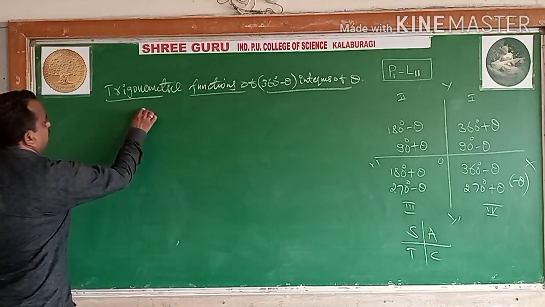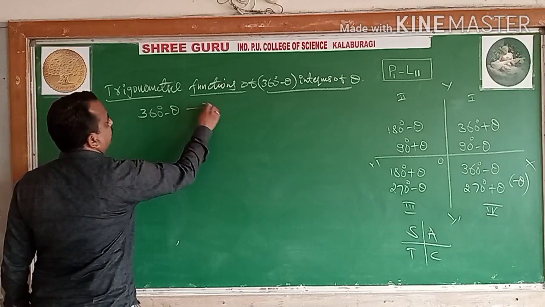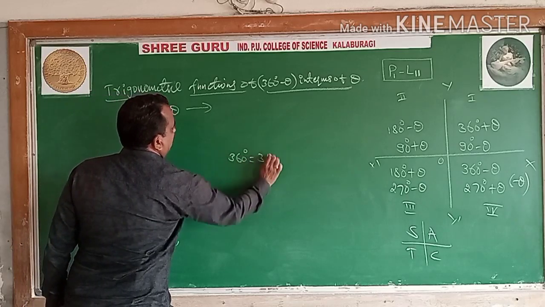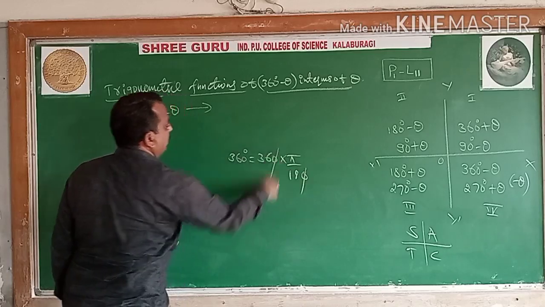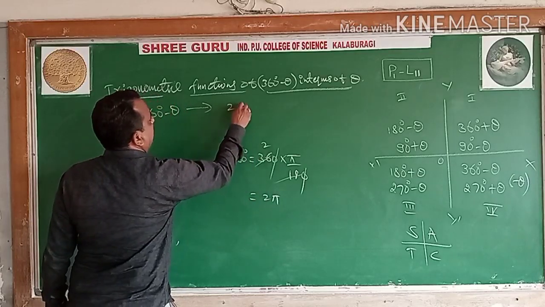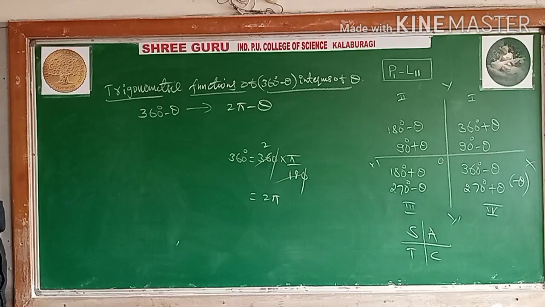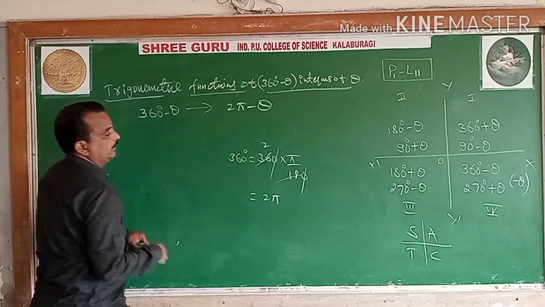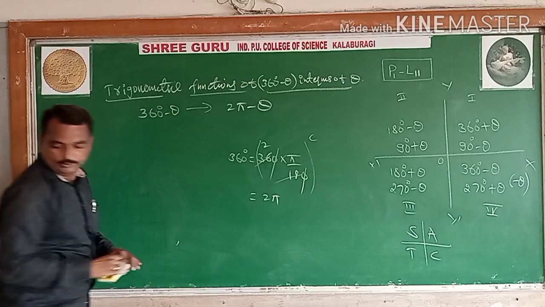So 360 minus theta, see the student, in terms of radian. Let us convert 360 degree. You know, degree to radian, multiply by pi by 180. 360 divided by 180 is 2, so how much does it become? 2 pi. Shall I write it as 2 pi minus theta in terms of radian? You should write 2 pi minus theta in terms of radian. So this is about the conversion of degree to radian.